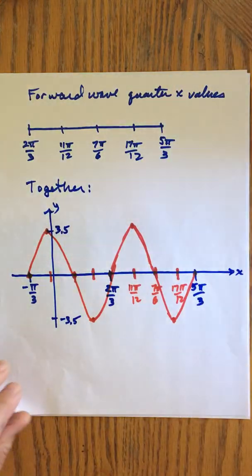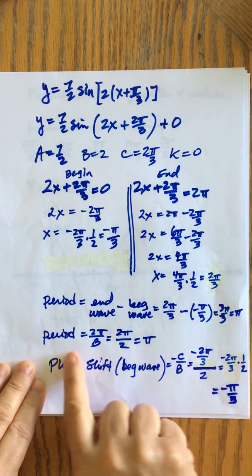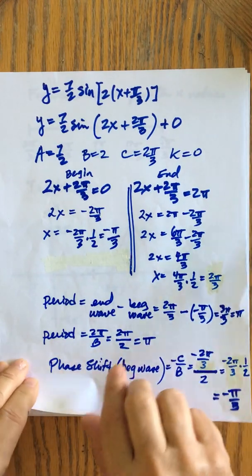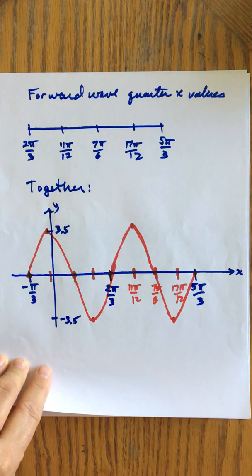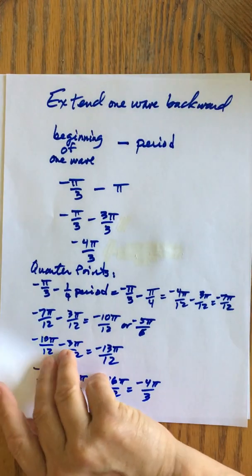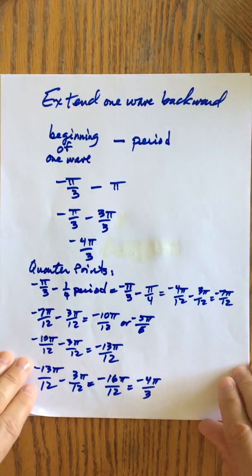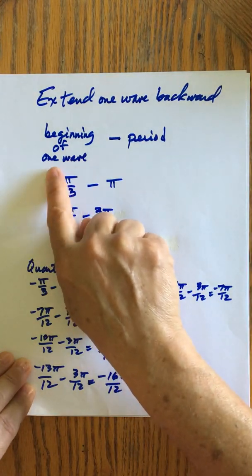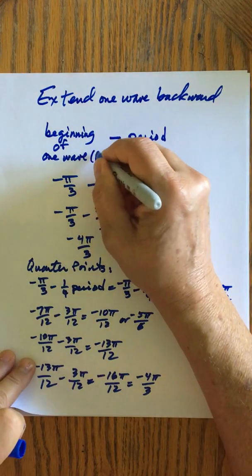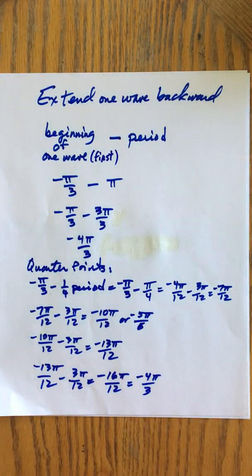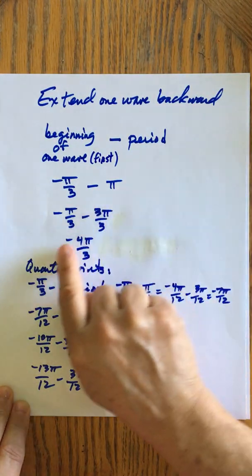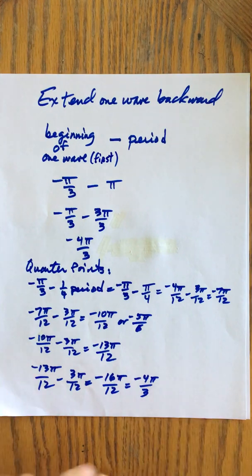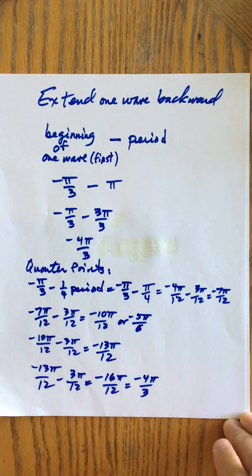And we said 1 period was pi, right? A period is pi, either by end minus beginning or by the period formula. So we're going to do the same thing, but going backward to the left, so we're subtracting. I'm going to extend backwards. So I start at the beginning of my first wave, the first one that I had, negative pi over 3, and go that way. I'm going to subtract pi, the period. And when I do my calculations, I get that the beginning of the backward wave will be at negative 4 pi over 3.